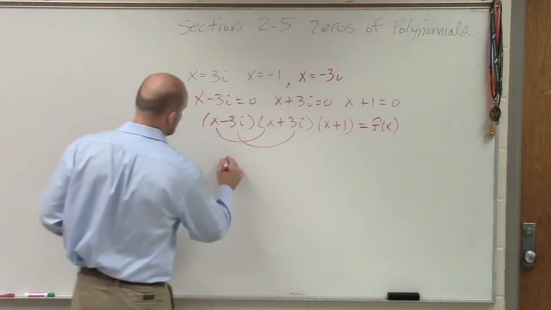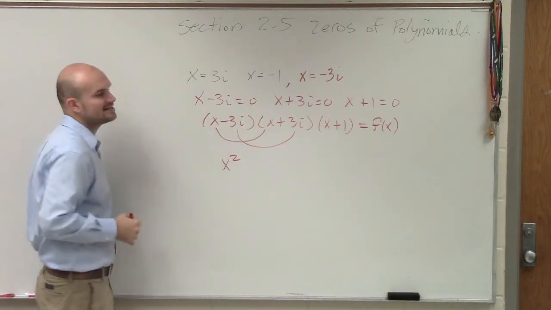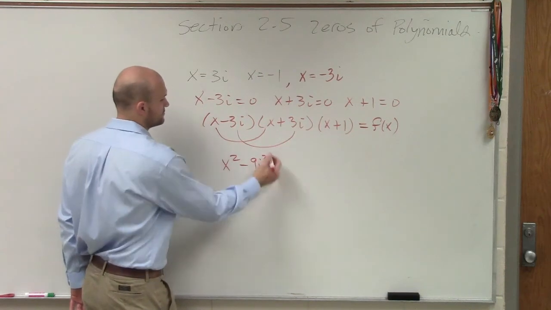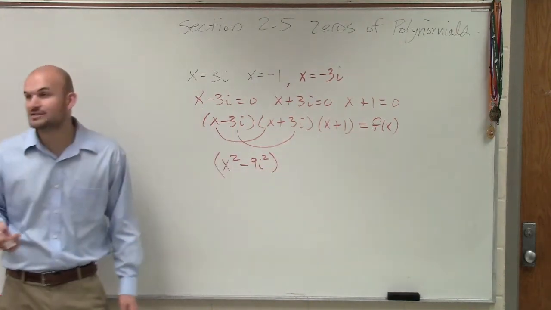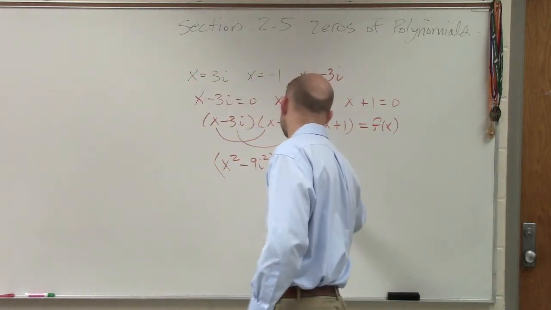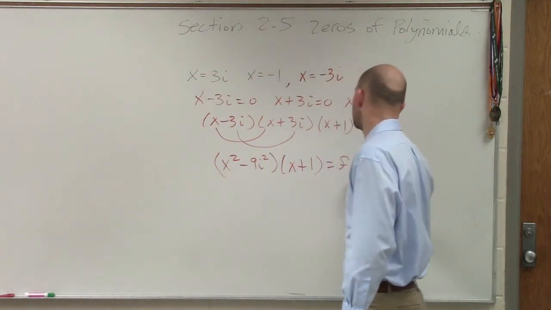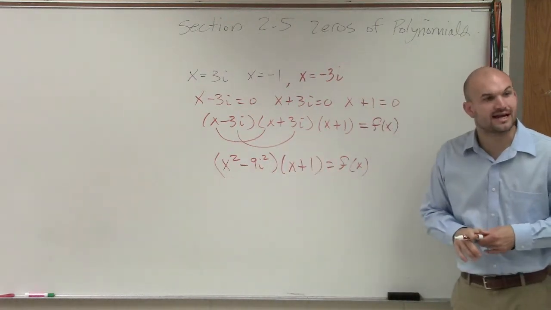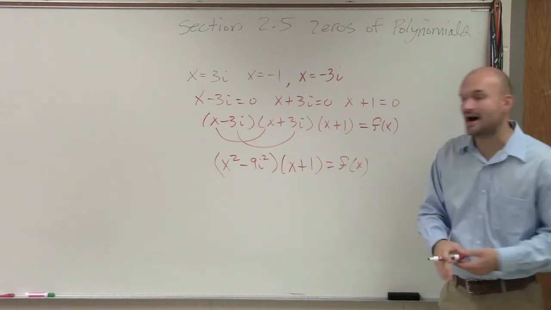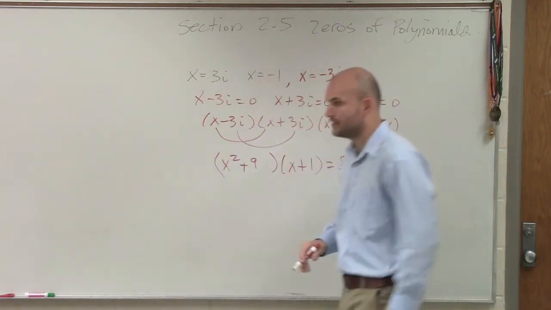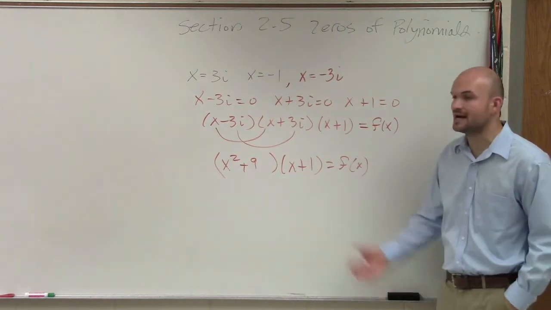So x times x is x squared. Negative 3i times 3i is going to be a negative 9i squared. And we'll get through the I squared in a second. Then we have this times x plus 1 equals f of x. Now, obviously, ladies and gentlemen, we know that i squared is negative 1. Negative 1 times negative 9 is just going to be a positive 9. So now we have x squared plus 9 times x plus 1.